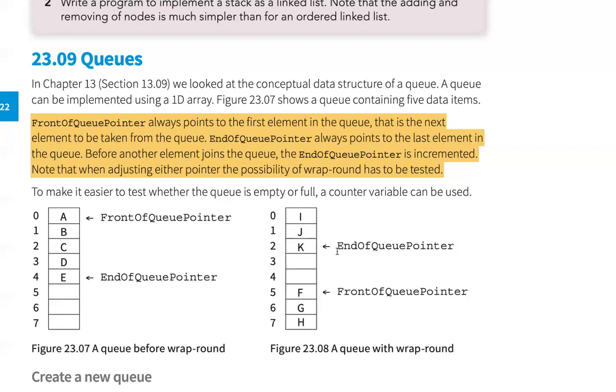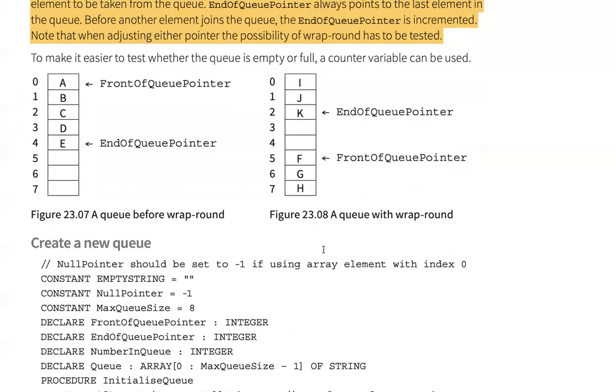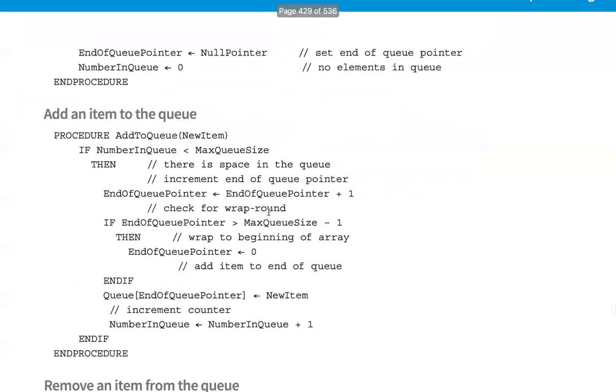And this is basically, it is still the end of the queue, but what happened is that it wrapped around towards the start, and this is a circular queue. So we've discussed this working in great detail in paper 2. Now let's look at how the algorithms for the queue work, starting off by creating a new queue.